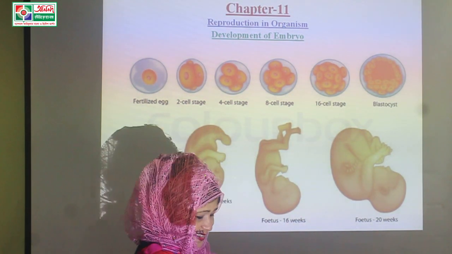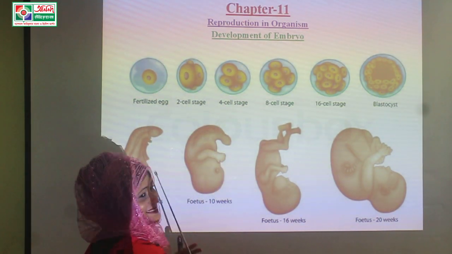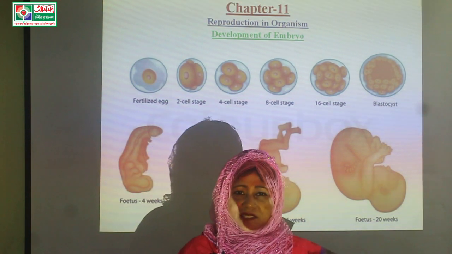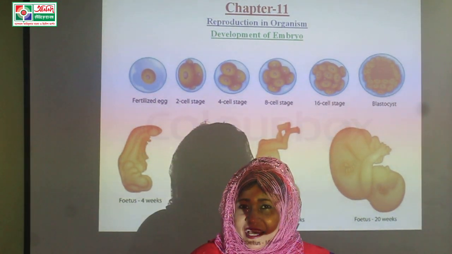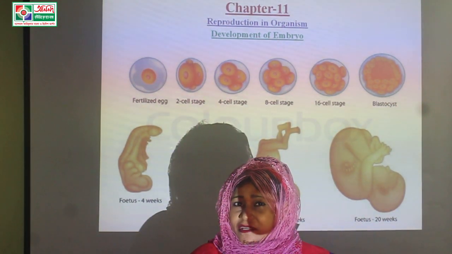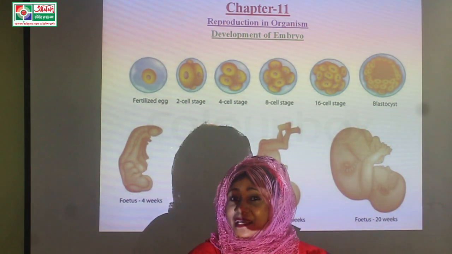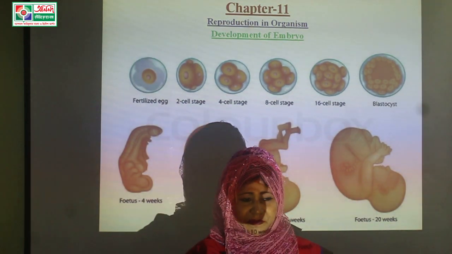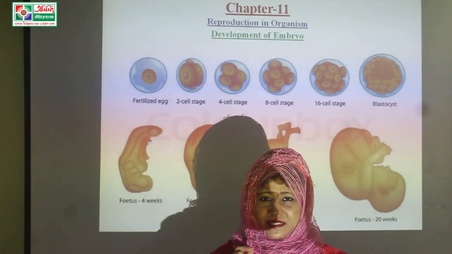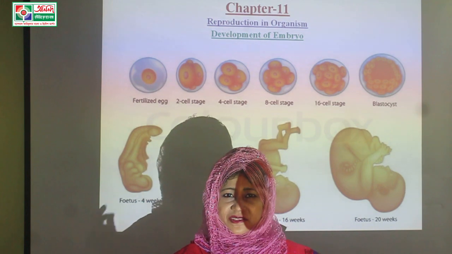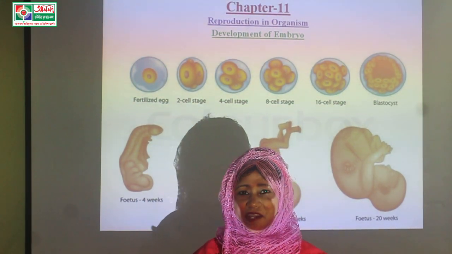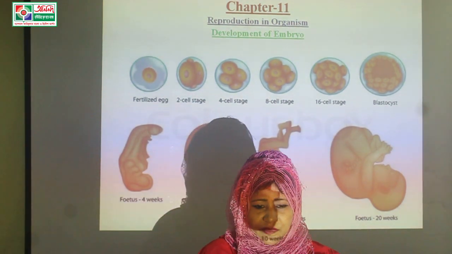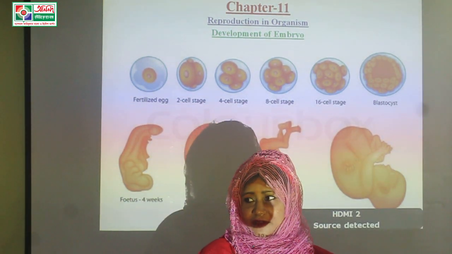Students, today we are on chapter 11, Reproduction in Organism. And in this lecture, I will be discussing the development of the embryo. Can you say what is an embryo? Embryo means the rudimentary or elementary beginning stage of the multicellular organism. So it is the beginning of life.